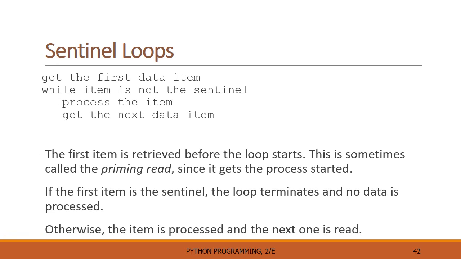When using a sentinel loop, you get the first piece of data, or the first data item. And while that item is not equal to the sentinel, you process the item and you get the next data item. You will continue this until the data item entered is equal to the sentinel. The first item is retrieved before the loop starts. This is sometimes called a priming read since it gets the process started. If the first item is equal to the sentinel, the loop terminates and no data is processed. Otherwise, the item is processed and the next one is read.